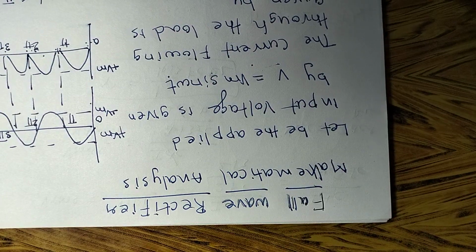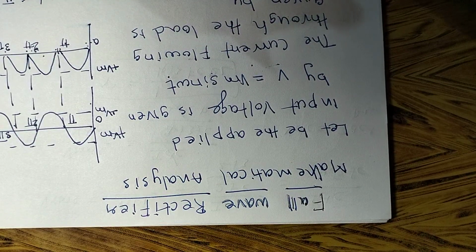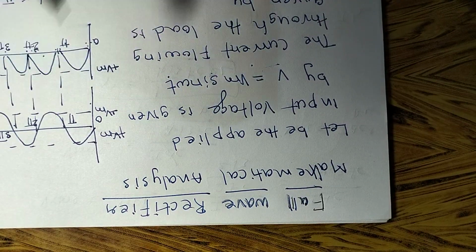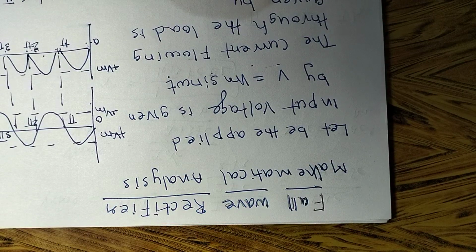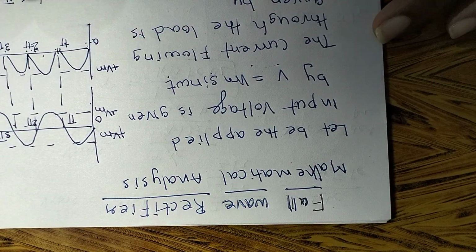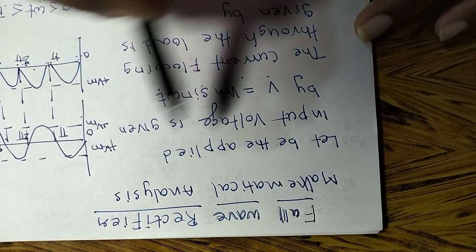Today we are going to cover the full wave rectifier derivation part, which means we are going to calculate efficiency and ripple factor. These are the major parts we are going to calculate in the full wave rectifier. How to calculate those values? Let's analyze the input, the mathematical analysis.